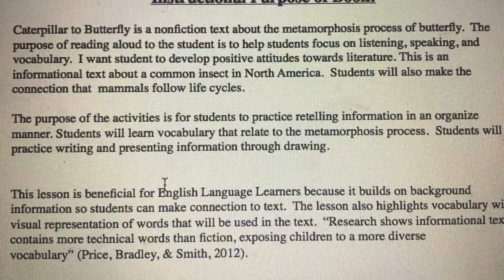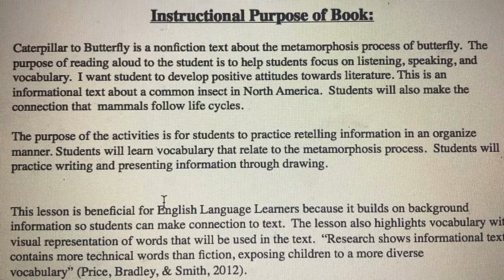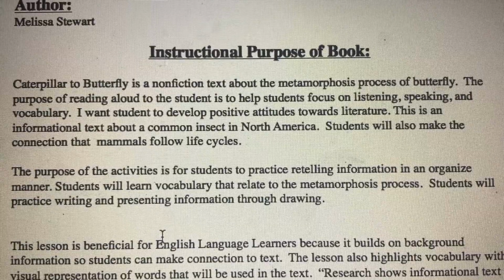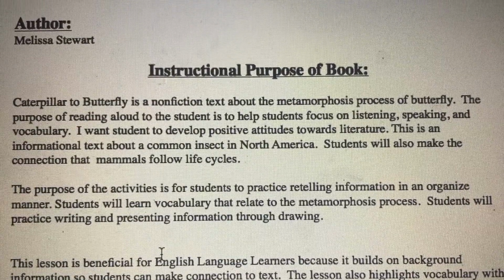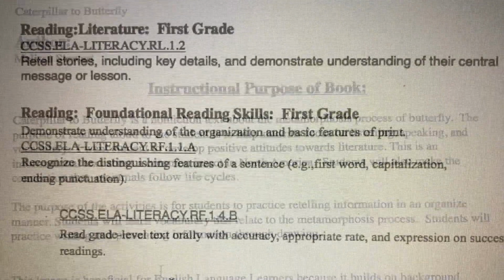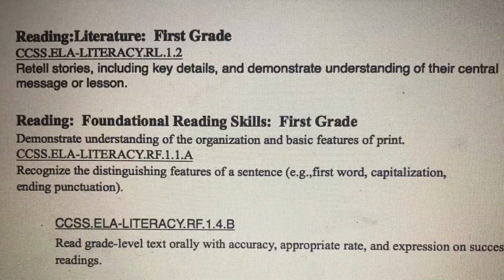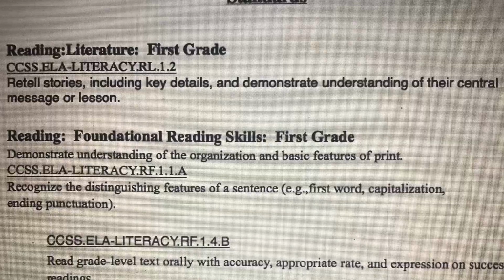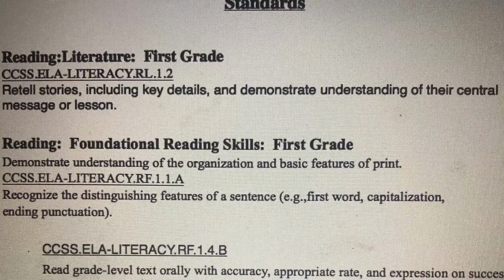The second book that I chose is Turning a Caterpillar into a Butterfly, which talks about life cycles. We focus on, just like the last one, standards such as organization, knowing the correct way to write a sentence and read a sentence. And we also focus on details and comprehension. So after this, we'll read a story. We'll pull out vocabulary words, talk about a caterpillar.